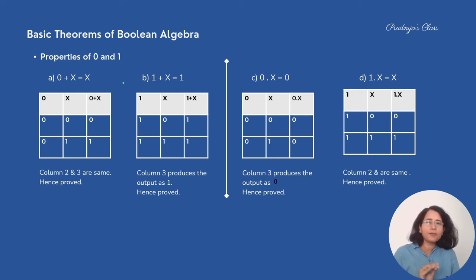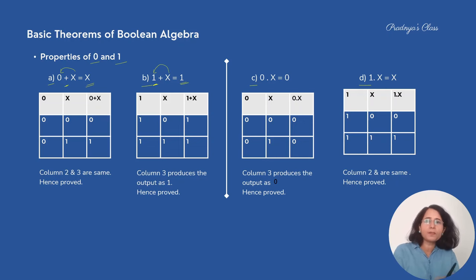The first theorem of Boolean algebra is properties of 0 and 1. There are four properties, so I have listed them here as A, B, C, D. The properties of 0 and 1 are applicable to the OR operator and also to the AND operator. First try to understand the OR operator. If we add any variable to 0, we get the same variable again. Similarly, this is the property of 1: if we add any variable to 1, we get 1.